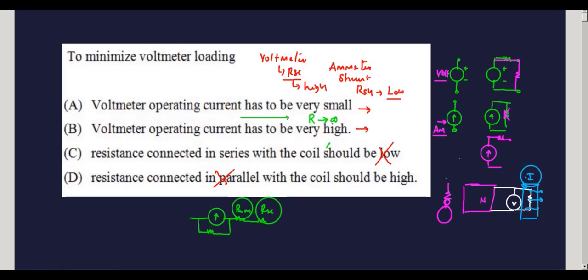Okay, you have to keep in mind that a voltmeter has a parallel resistance, an ammeter has a series resistance. It is the opposite of circuit theory to measurements. They are considering a voltage source, here considering a voltmeter. There is a series resistance, there is a parallel resistance. Okay, hope you understand. So these internal resistances affect the loading, creating the loading. Okay, next question.